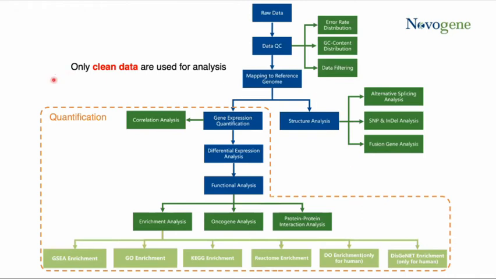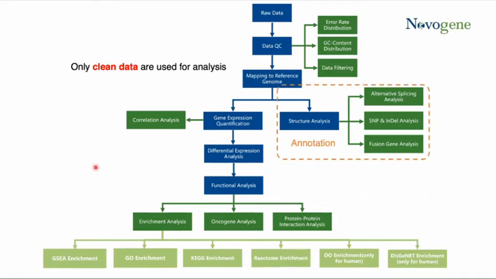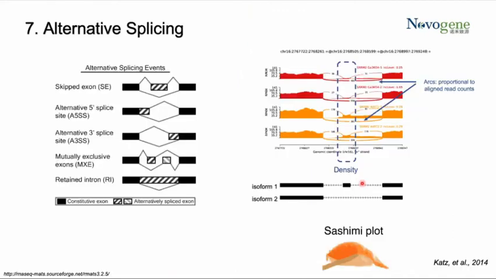So basically everything in the previous slides is covering the quantification analysis and all the related analysis based on the quantification results. So the next part, we will introduce some analysis associated with the annotation part. So the first one will be the alternative splicing.